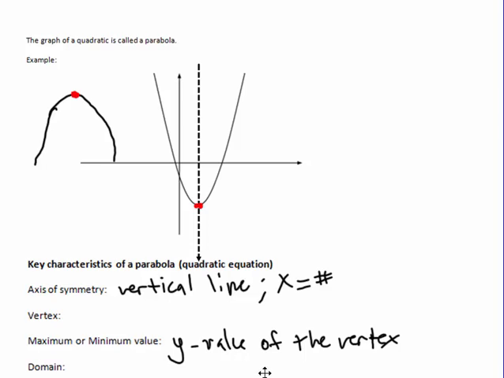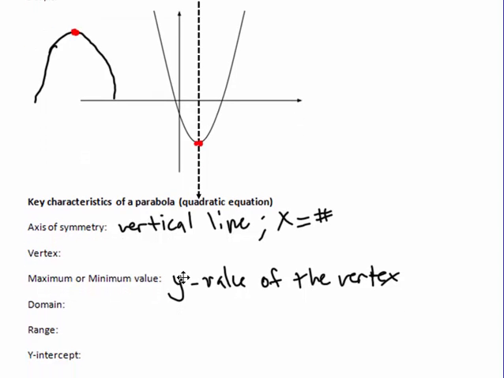Now the domain of any quadratic, or every quadratic ever, the domain is always all real numbers. And in interval notation, we just say negative infinity to positive infinity, like that. Now the range is all the y values, right? So all the x values have been handled with the domain. Now the y values depend on whether the parabola opens up or opens down.